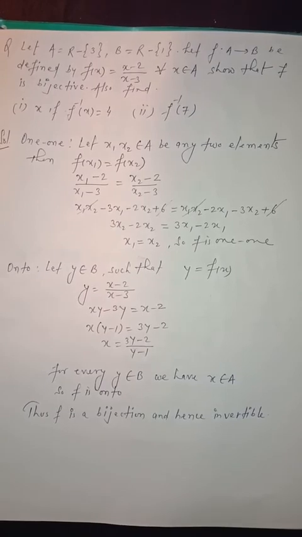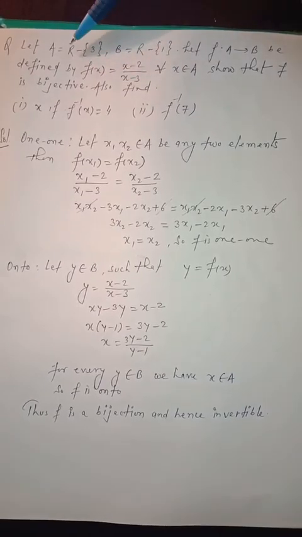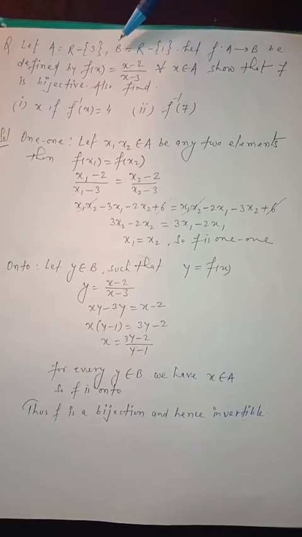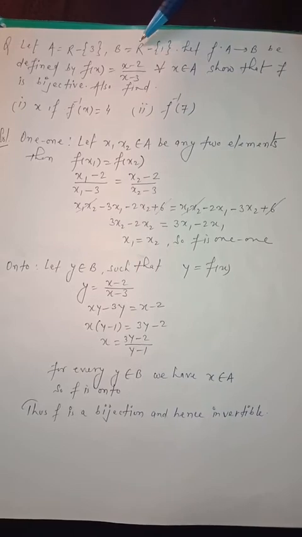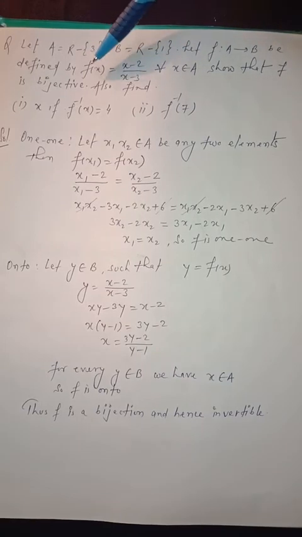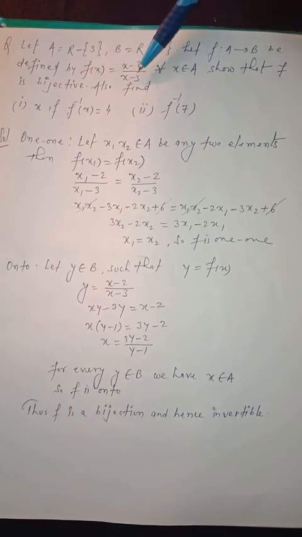Now coming to the next problem, let A be equal to R except 3, meaning this is a set A where the elements are all real numbers except 3, and set B also belongs to real numbers but except 1, and let f be a function from A to B, meaning a function is defined from set A to B, where set A is all real numbers except 3 and set B is all real numbers except 1, defined by f(x) = (x - 2)/(x - 3).